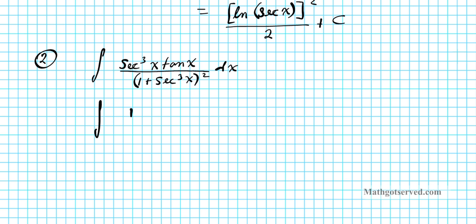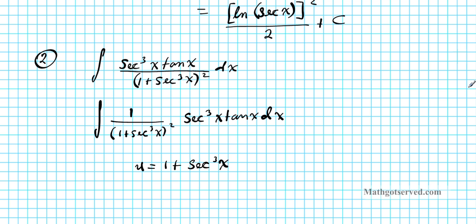I'm going to separate it as 1 over 1 plus secant to the third x, squared, and then times secant to the third x tan x dx. Okay, if I call this inner function u and I differentiate it, do I get an integer multiple of this piece right here? That's the question, okay? So let's call u 1 plus secant to the third x, okay?